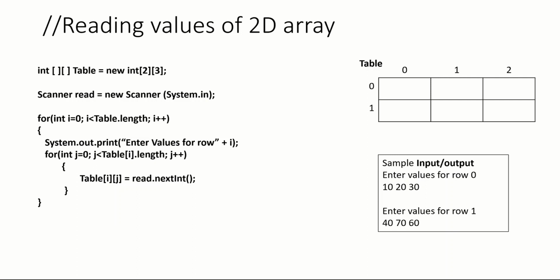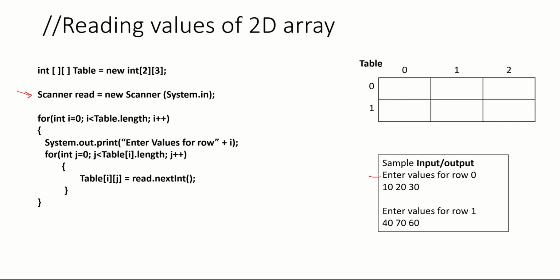Now the second practice we will do is reading values and saving them in a two-dimensional array. Let's assume that, just like the previous slide, we have declared a table of 2 rows and 3 columns. This is our table. We have a scanner because we need to read values from the user, and we would like to format our output as follows.